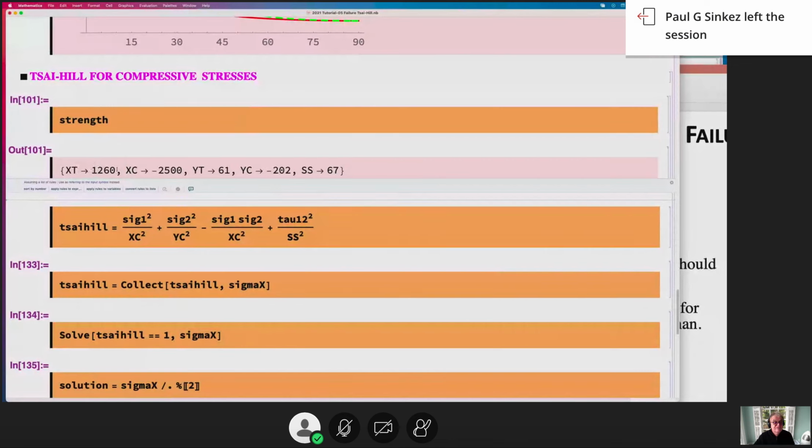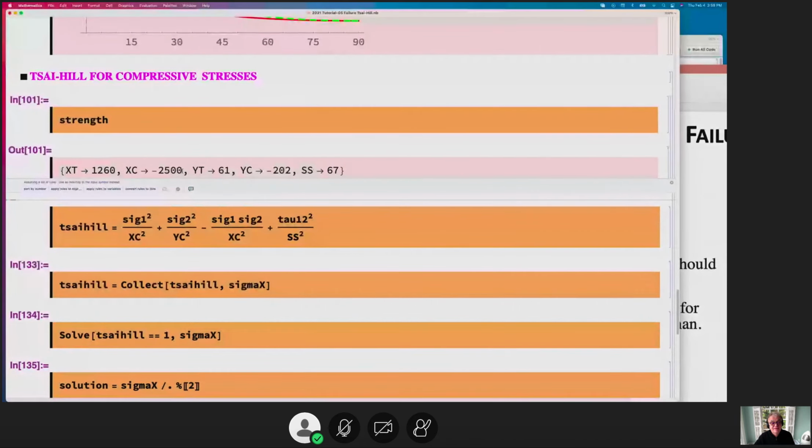XT has a value of 1260, whereas XC has minus 2500. So it's almost twice as high in absolute value compared to the tensile failure. Shear transfers to the fiber direction is not that big, although in this case, actually, it's 3 times as large. But the real big differences, as I said earlier, for most materials are the XT and XC.